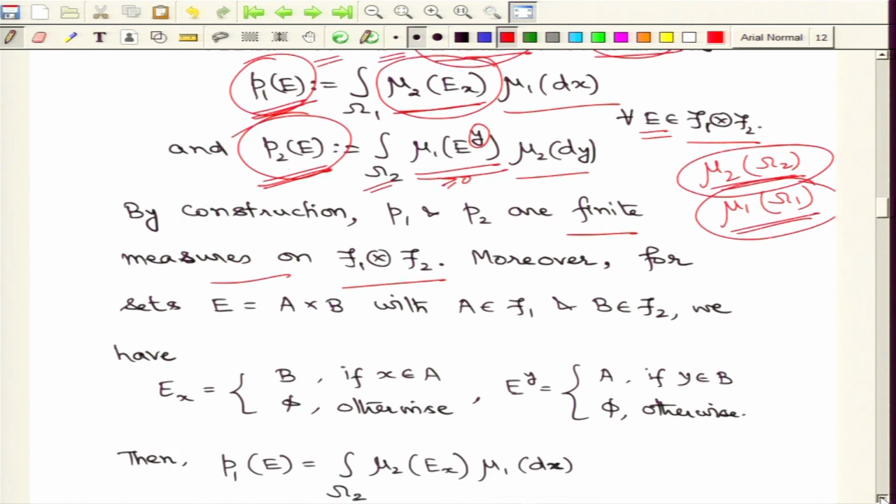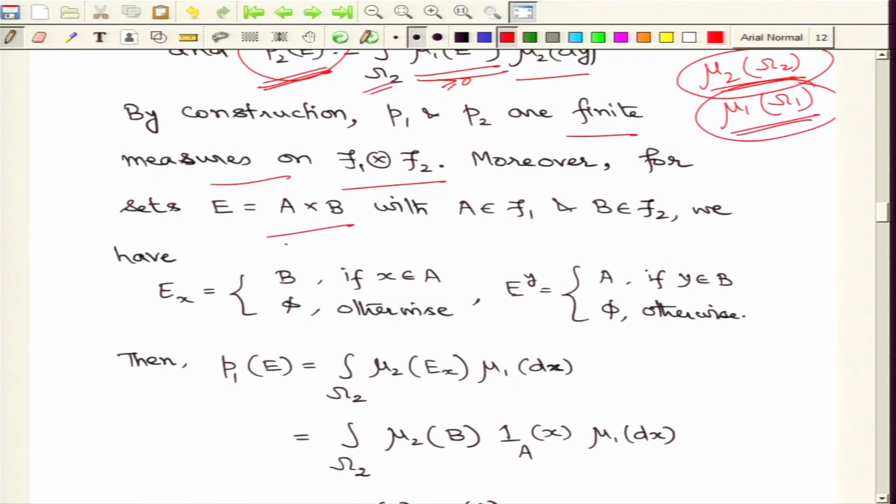Moreover, if you look at these very specific product type sets, which are of the form A cross B, with A coming from the first sigma field and B coming from the second sigma field, then you can notice a very important structure: the sections of these sets have a very specific form. If you choose the point x coming from the first set A, then you will have B, otherwise you will have the empty set. Similarly, for the section with respect to the point y, you can make a similar observation.